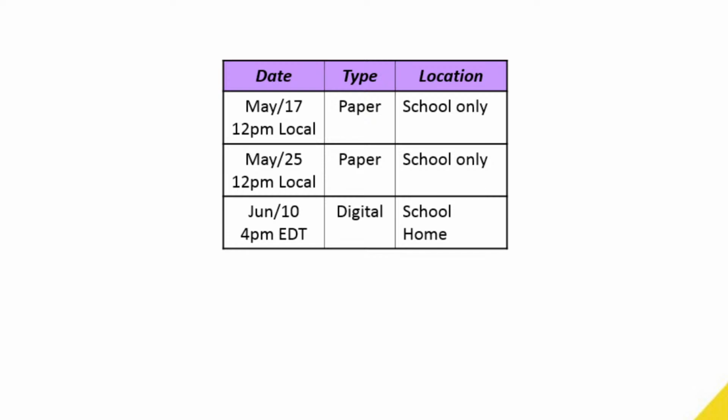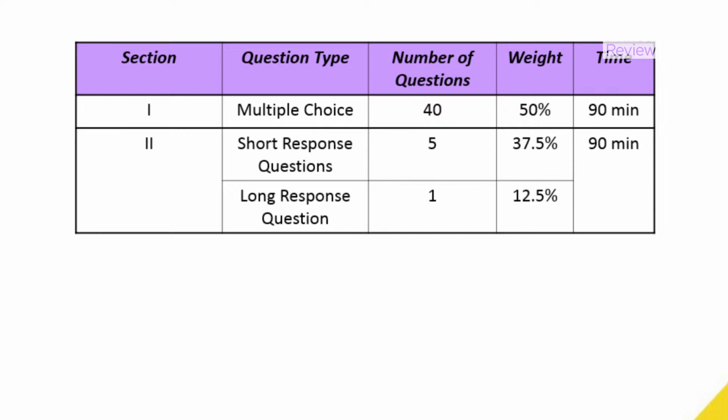So I did want to talk about today the differences between the paper and the digital. So as far as the paper test is concerned, the paper and pencil test, it is on May 17th at noon local time and May 25th. And this will be offered only in your school. The digital version is on June 10th. And to make sure that everybody has it at the same time, it is at 4 p.m. Eastern Daylight, depending on the decision that your school makes. You might be taking it at school, in the computer lab at school, or at home. So that is something you'll have to find out from your school's AP coordinator. Your counselor would be a good place to start.